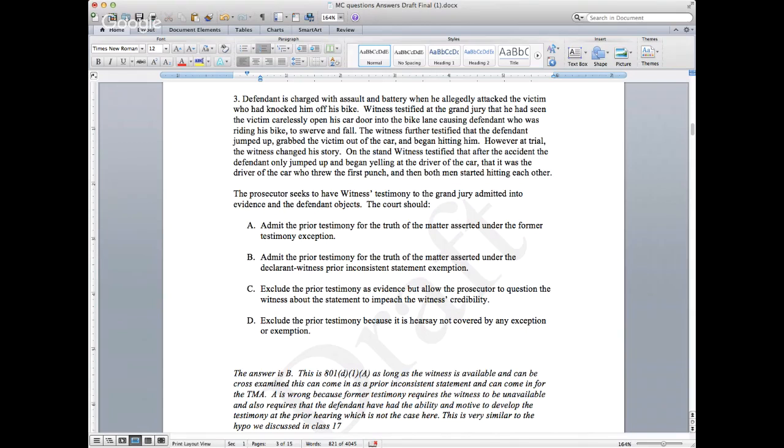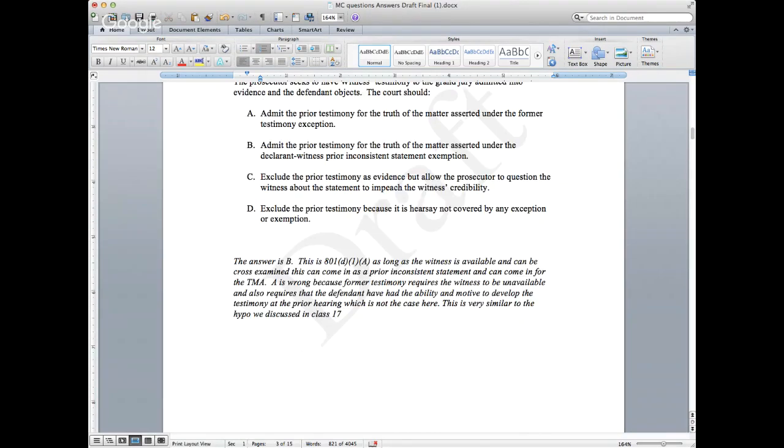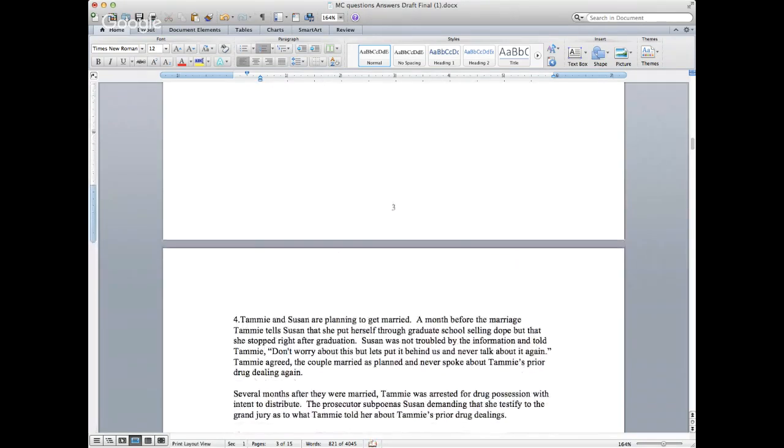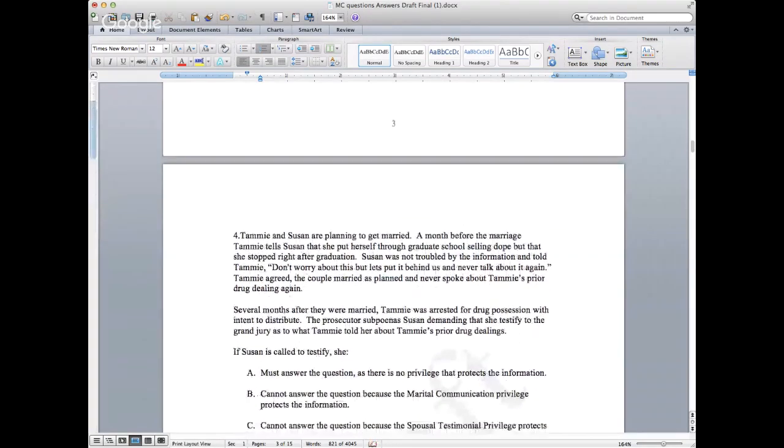Not former testimony, because this witness is available. So that's why in this particular case, B is the answer. You would admit this under the prior inconsistent statement exemption and not the former testimony exception. I hope you guys got that. I'm going to move to question number 4.